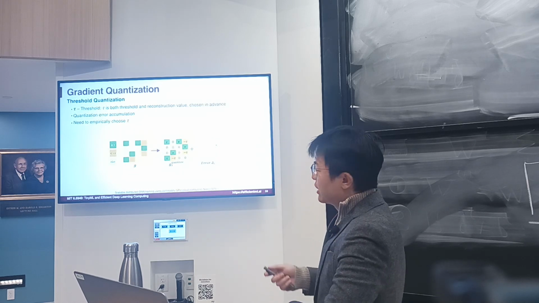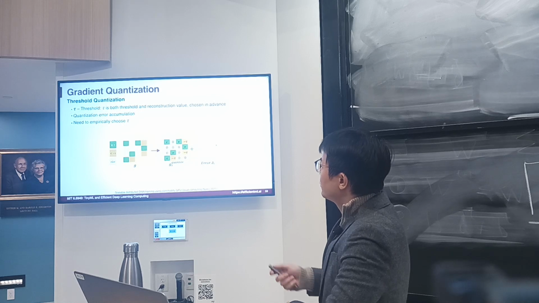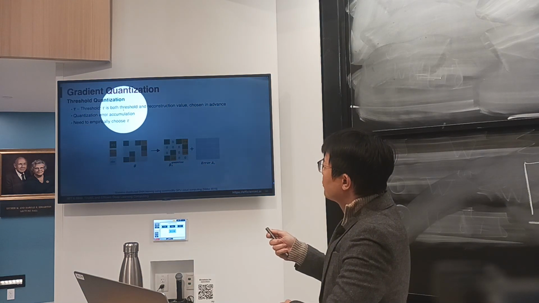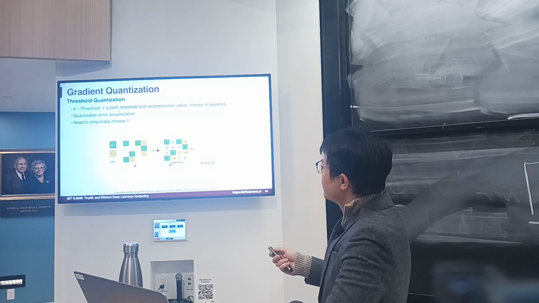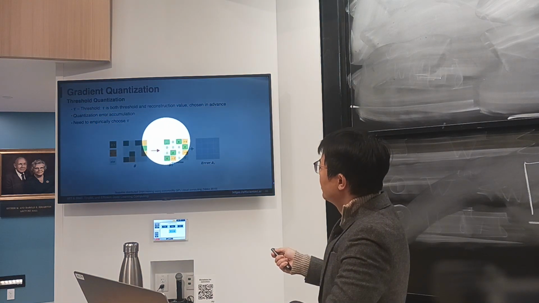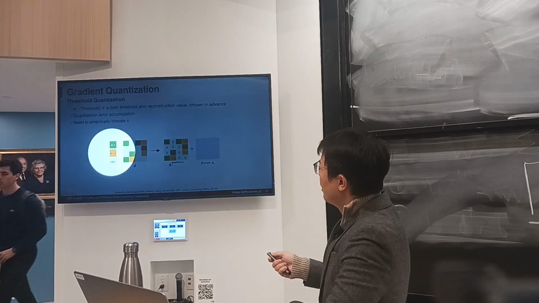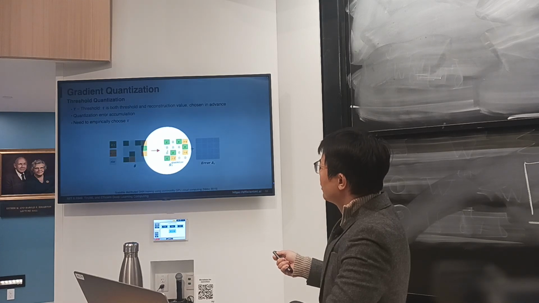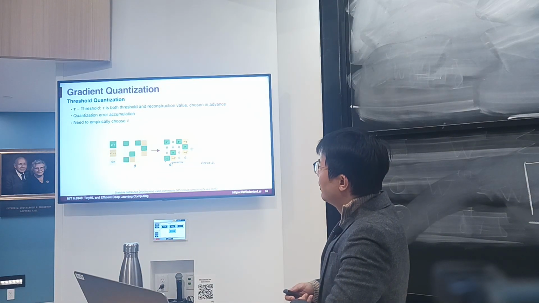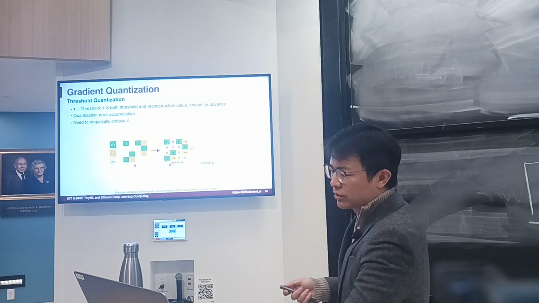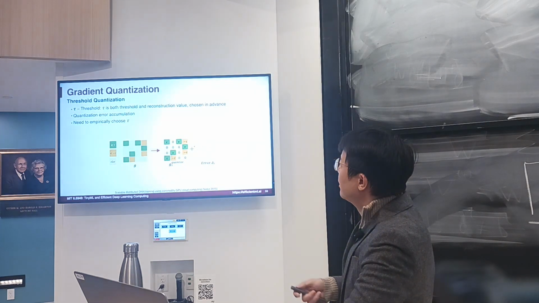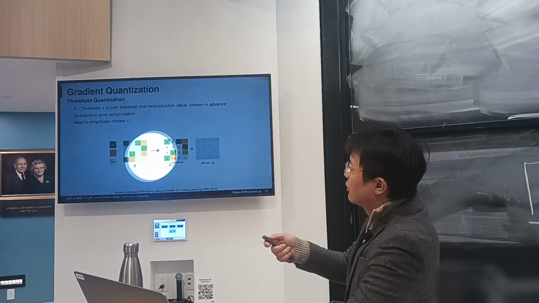Another approach is to set a threshold. Rather than set a 0 threshold, we can set a threshold tau. It's also a reconstruction value, which is chosen in advance. So if it is greater than tau, the value will be tau. In the middle, between tau and minus tau, it will be 0. If it is smaller than minus tau, it will be quantized to minus tau. The drawback here is to empirically choose the value tau. Similarly, it also has the mechanism of gradient quantization error accumulation. So this is threshold quantization.